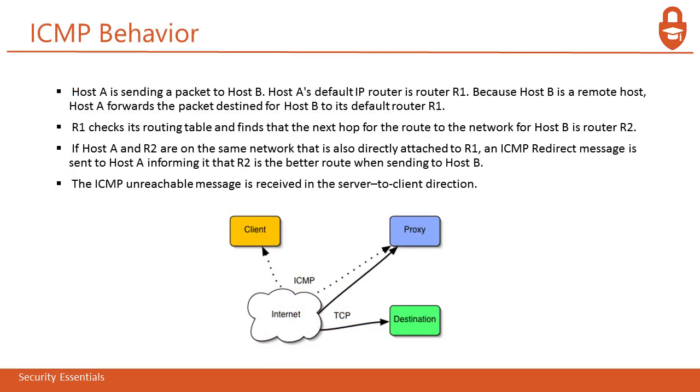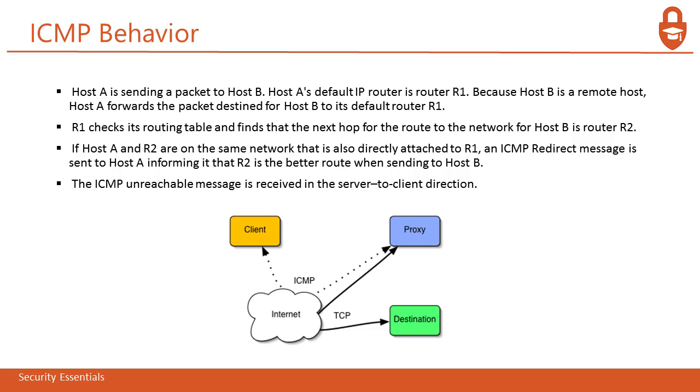Now we're going to look at ICMP behavior. We've already discussed ICMP briefly, but here we are on ICMP behavior. Host A is sending a packet to host B, and host A's default IP router is router R1. Because host B is a remote host, host A forwards the packet destined for host B to its default router R1.